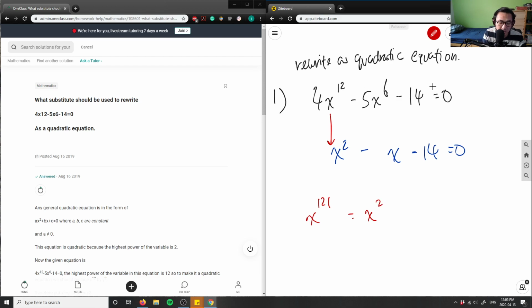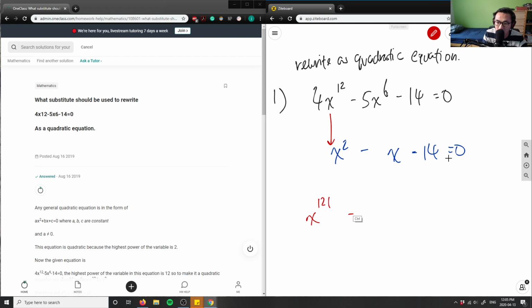So what I want to do is take it to another power. Basically, I would do x to the power of 12 to the negative 6 would equal x squared. So I would do something like this. Sorry, I wouldn't do that.